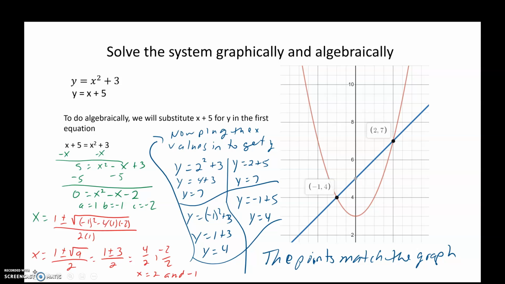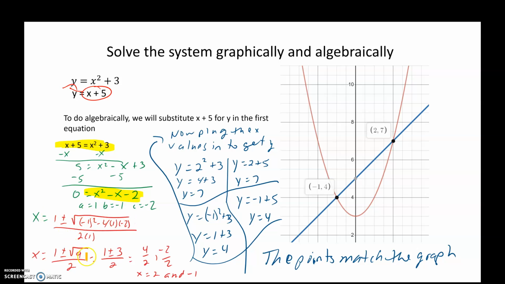Same exact problems, but to do it algebraically, what I'm going to do is this x plus 5, since it's the same as y, replaces that y on the left side. And I have a quadratic. Let me get my highlighter. I'm right here right now. And in order to solve a quadratic, I have to put everything on the same side. So that's what I did in green. Subtracted x, and then subtracted 5, so that I would have x squared minus x minus 2. And now I can do the quadratic formula on this. And that's what I did.